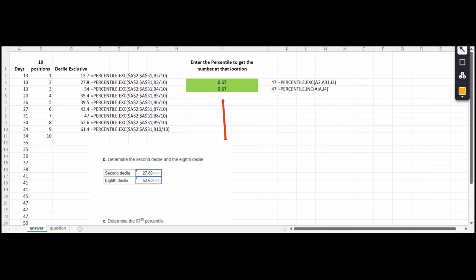So what they're doing here is, we can enter the number here, and it's going to give us the number in the data set that's at that position. And again, there are two different formulas, EXC and INC, but they both return the same answer on this particular one. So what we've done here is we said determine the 67th percentile. And if I put 0.67 in here, it gives me the answer, 47.